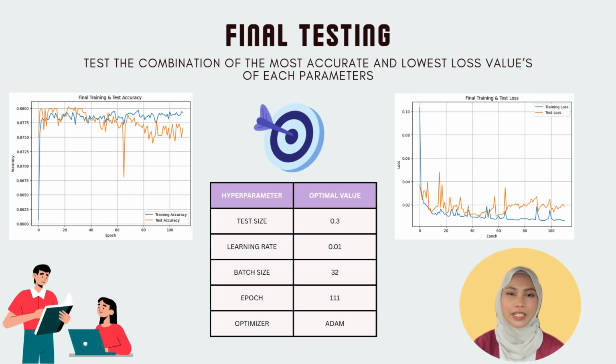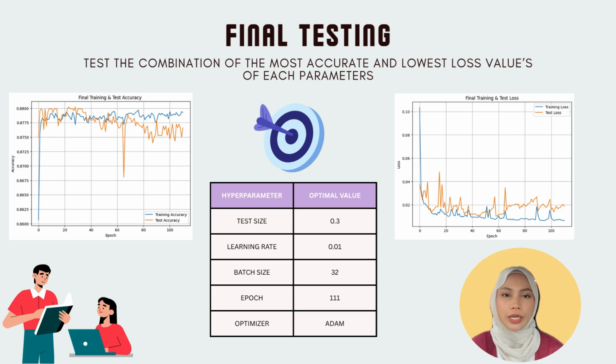Next, we present the results of our final testing phase. At this stage, we tested a combination of the hyperparameters that gave us the highest accuracy and lowest loss values during tuning. These are the optimal hyperparameter values that we selected: a test size of 0.3, a learning rate of 0.01, a batch size of 32, 111 epochs, and we use the ADAM optimizer.